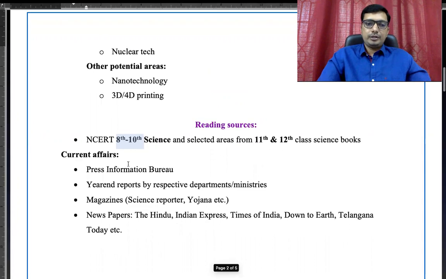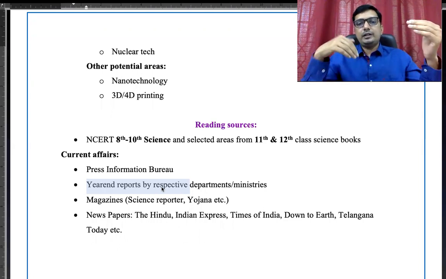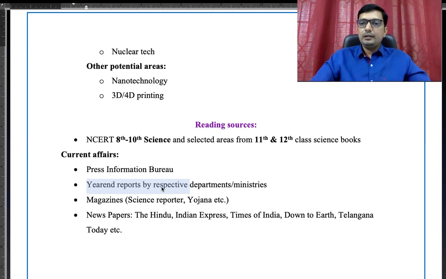Where should we read that information from? Press Information Bureau, PIBs, are very good. And usually, if you read year end reports from respective governments, the Ministry of Science and Technology releases one, ISRO, Department of Space releases one, Department of Defense releases one. Those, if you read, accumulate the main achievements for that year and give you information. You can read highlights from those, as well as magazines, if you can, like Science Reporter for Science and Technology. Yojana covers a lot of key areas in sciences as well as other areas. So these types of magazines are useful.